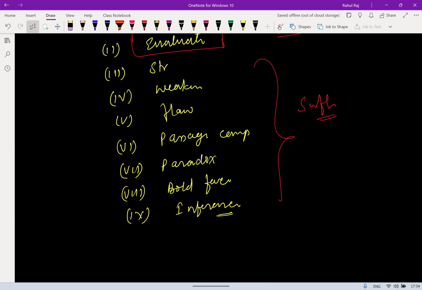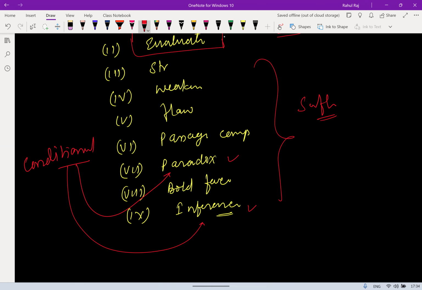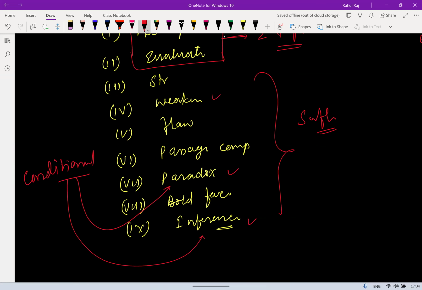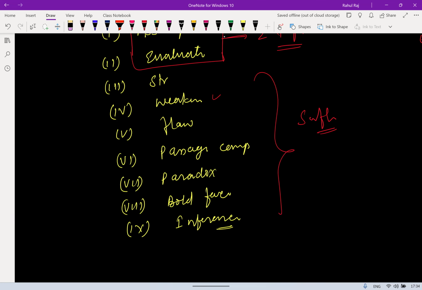And there's something called conditional reasoning as well. But please understand, conditional reasoning is asked in the form of an inference. It can also be asked in paradox. So conditional reasoning is not a type of question. It can be mixed up with inference, with paradox, and sometimes with weaken also. It doesn't matter at all. I'll make you understand what exactly all these terms are. But broadly, these are the topics that you should be good with.